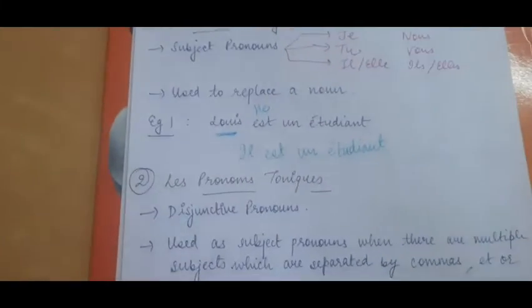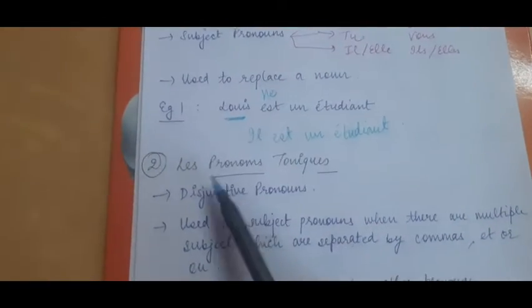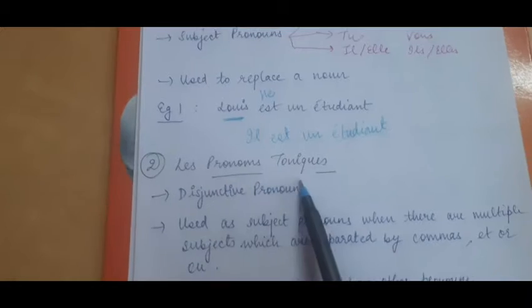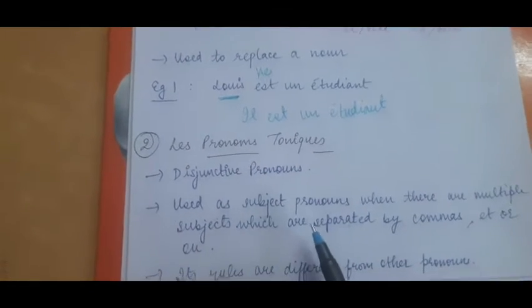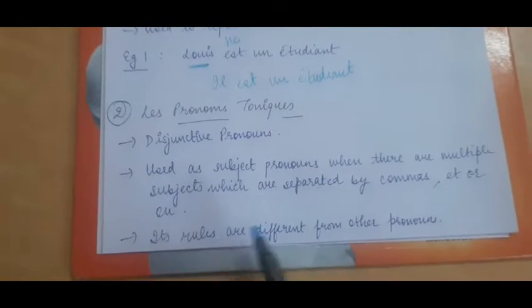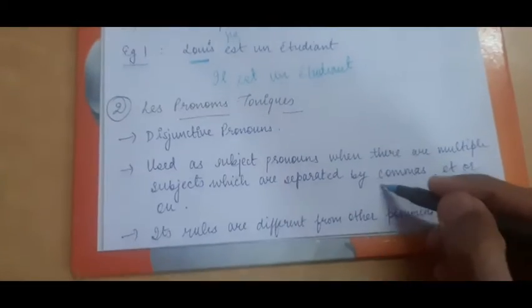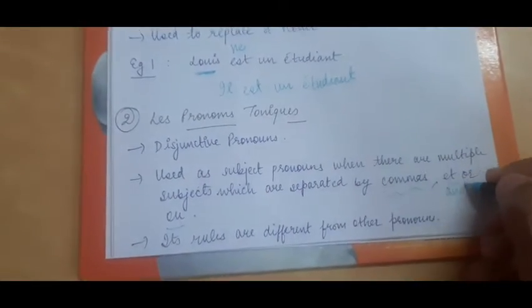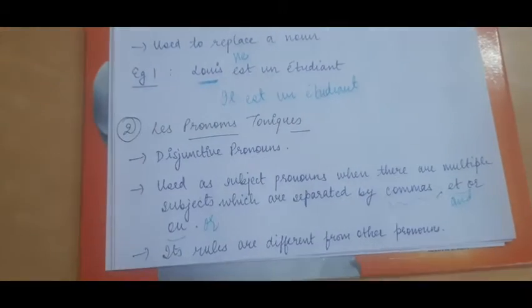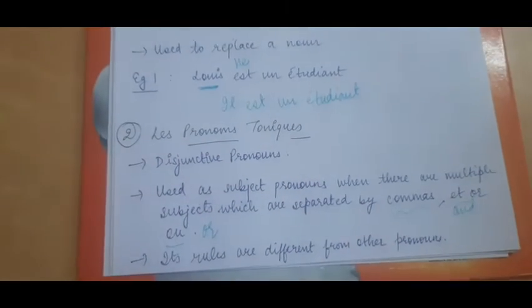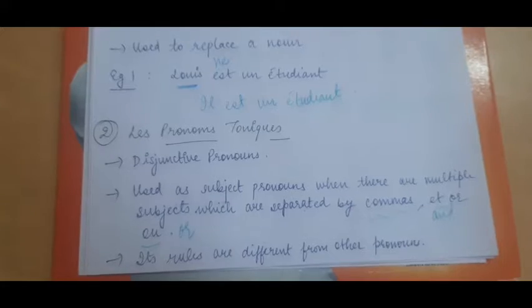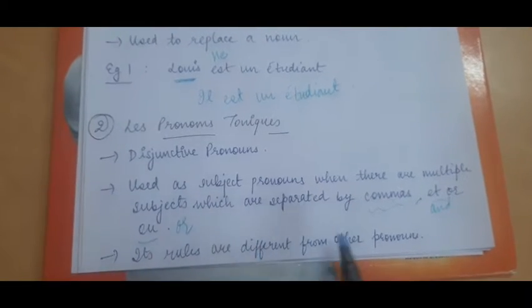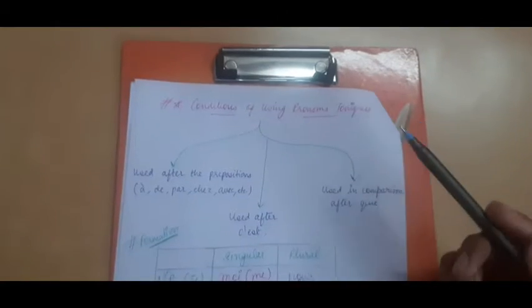Okay, let's move on to the next, that is les pronoms toniques. They are the disjunctive pronouns and used as subject pronouns when there are multiple subjects which are separated by commas, et or ou. So et is and, ou is or. But pronoms toniques will not be asked to that extent, so you don't have to study it much. Its rules are different from other pronouns.